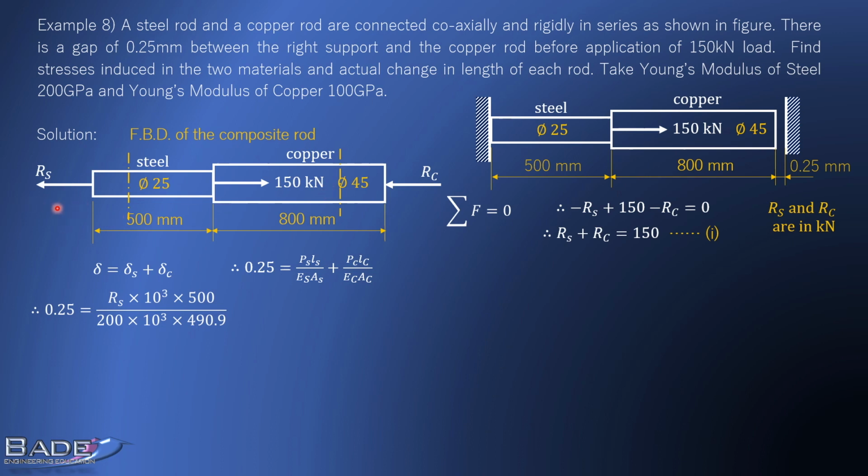So RS leftwards? No. When you want to find force in a member, you should check pull and push. So RS is pull and 150 is push. So net force is RS minus 150. Watch here. It is in kilonewton, that's why I multiplied by 10 raised to 3. Now put corresponding values. Length of copper is 800. Young's modulus of copper is 100 into 10 raised to 3. And cross-sectional area of copper is 1590 millimeter squared. Diameter is known, so pi d squared by 4, you will get it.